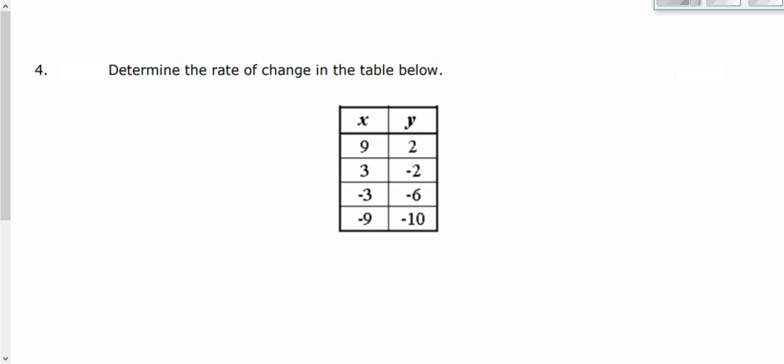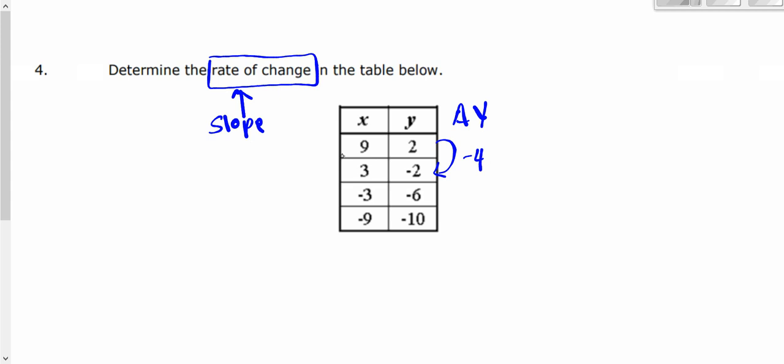Okay, number 4, determine the rate of change in the table below. Okay, so the rate of change is the same as my slope. So I'm going to find the change in my y. So 2 to negative 2 is minus 4. And the change in my x, 9 to 3, is minus 6. As a slope, I'll have negative 4 over negative 6, which will give me positive 2/3.